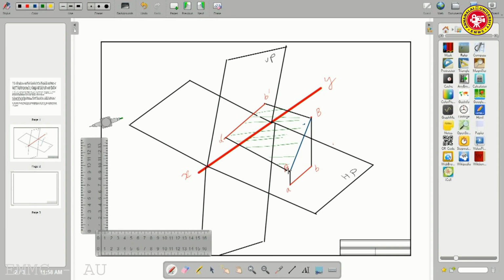What about the distance between B dash and capital B? Where does it look? If you look from the top, we are able to observe B dash and capital B. Similarly, A dash and capital A, the distance from the true point to the apparent point by looking from the top.